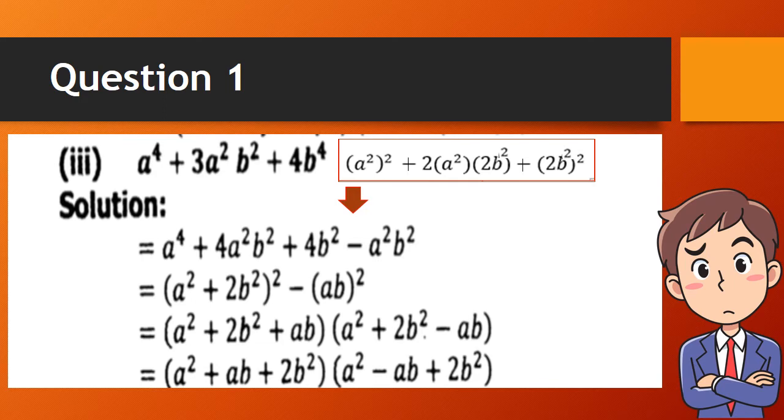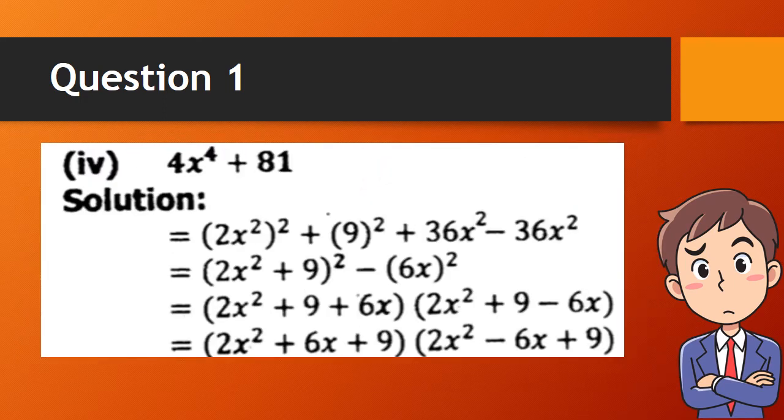Now a raised to power 4 plus 4 into a square b square plus 4b raised to power 4 will give you the formula (a square plus 2b square) whole squared. Now you will be left with (ab) whole square. So it is completing the formula of a square minus b square, which will give you (a plus b)(a minus b). So accordingly you will replace the terms and get the answer.